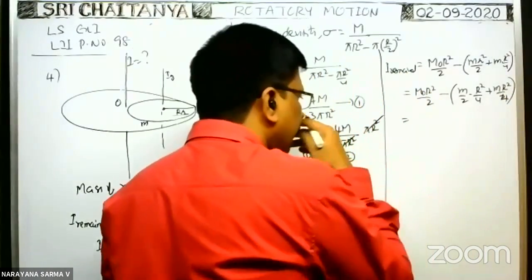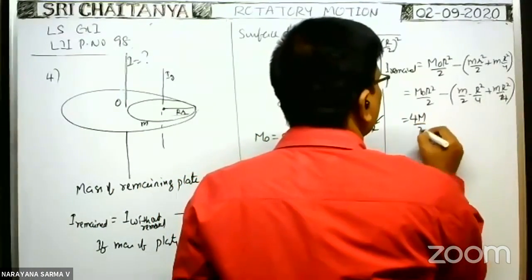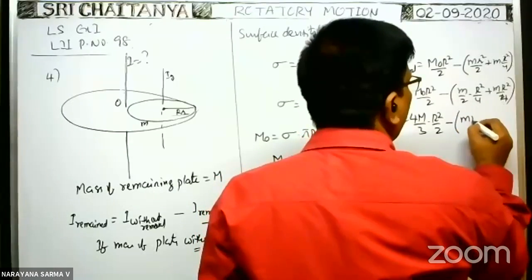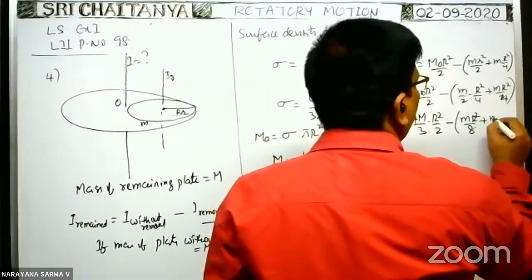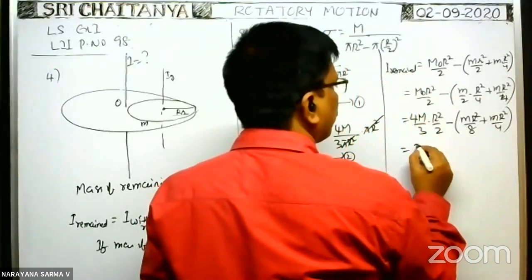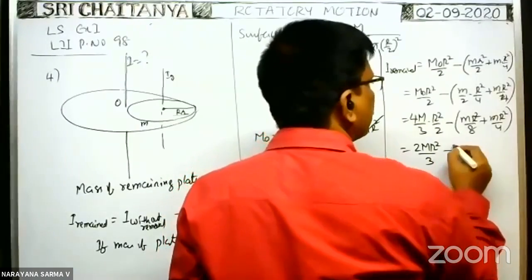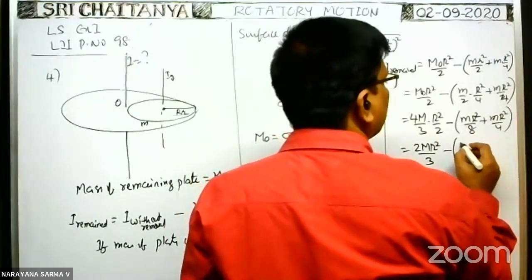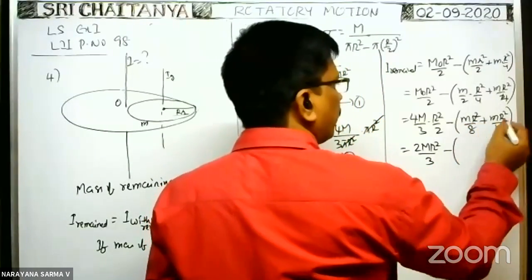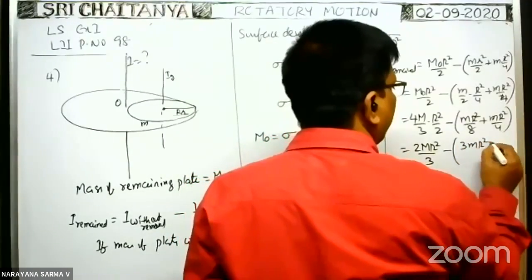So now you substitute the data. M naught means 4m by 3. 4m by 3 into r square by 2 minus, here mr square by 8 plus mr square by 4. This is equal to, when you simplify them, 2 mr square by 3 minus, when you take LCM, you will get 3 mr square by 8, no? Because mr square plus 2 mr square, when you take LCM, that means 3 mr square by 8.